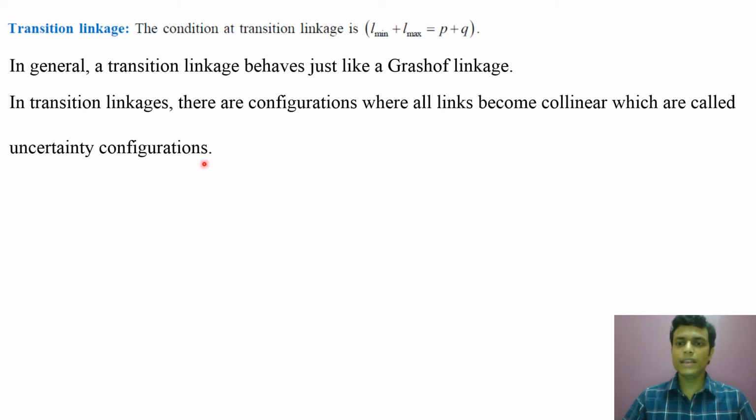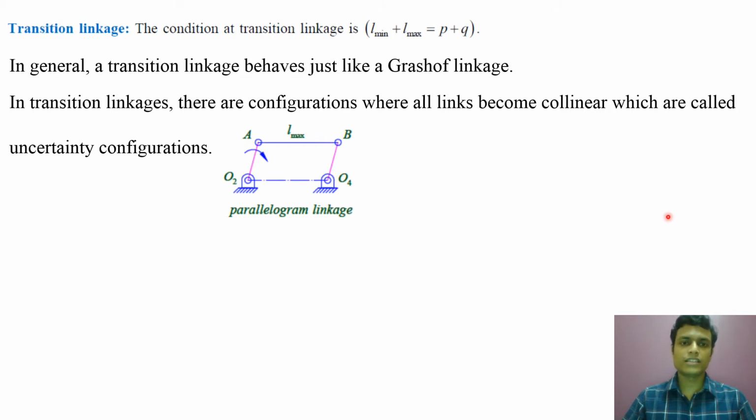Now let me explain this. So this is the difference between transition linkage and Grashof linkage. Transition linkage has only one difference, when this uncertainty configuration arises. So let me explain what this uncertainty configuration is. Let us consider a special case.